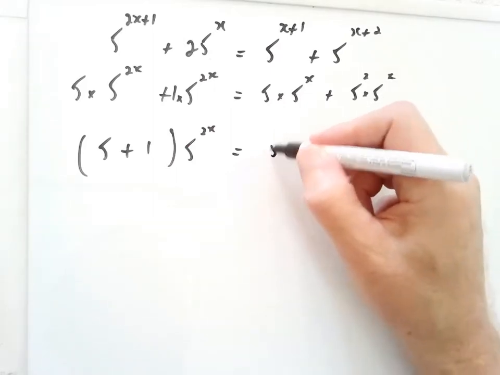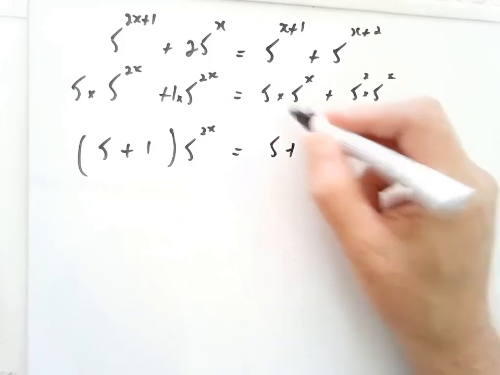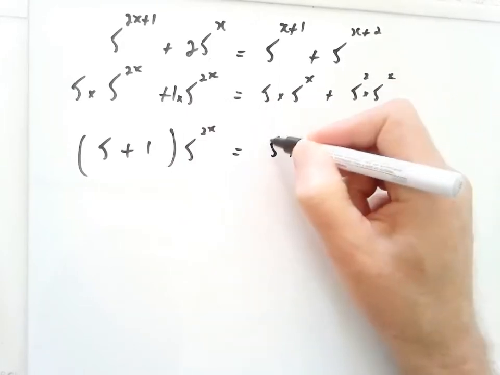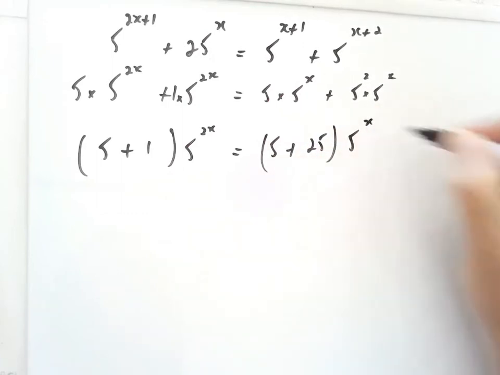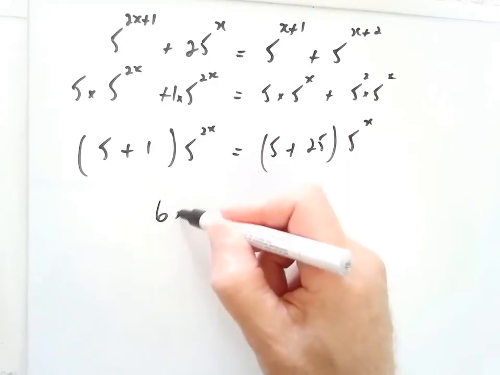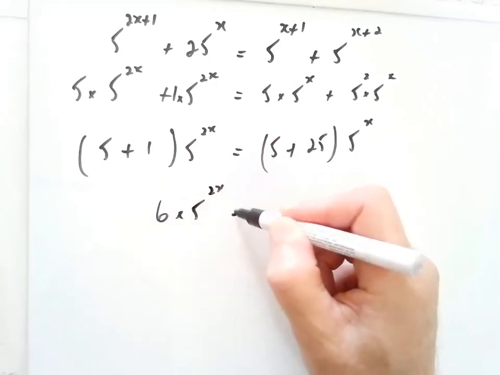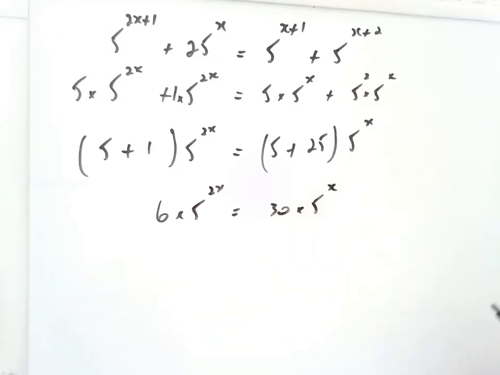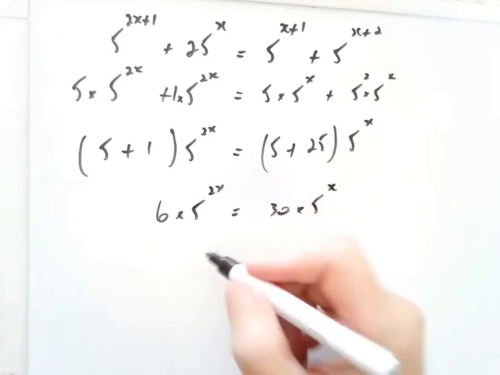So I've got 5 plus 5 squared outside of 5 to the x. Let's just neaten that up. Is 30 times 5 to the x. Let's get the 6 across here.